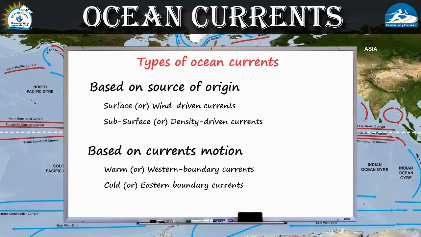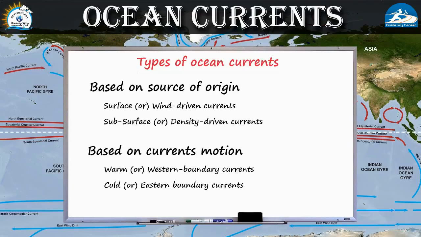Similarly, subsurface currents are the currents beneath the sea surface. Subsurface currents are always formed by the density variation throughout the column of ocean water, right? Because of the density variations, the subsurface current will arise. So for surface currents, the driver is wind, and for subsurface currents, the driver is density variations. That's why we call surface currents wind-driven currents, and subsurface currents density-driven currents. This is all about the classification based on the source of origin. Coming to the second classification, based on the current's motion, the currents can be divided into two.